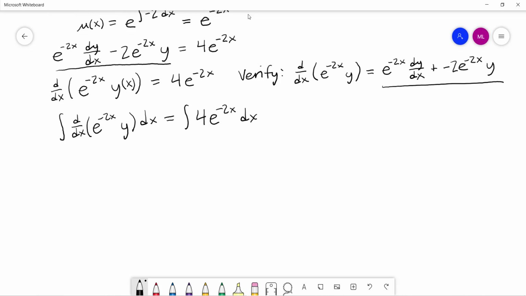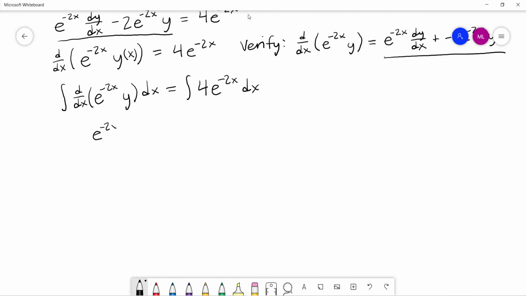Integrate both sides, and on the left, I'm just going to get e to the negative 2x times y. The integral and derivative cancel. And on this side, we actually have to do the integration. So what's the integral of 4 times e to the negative 2x?